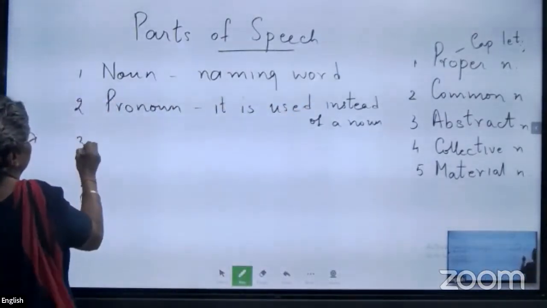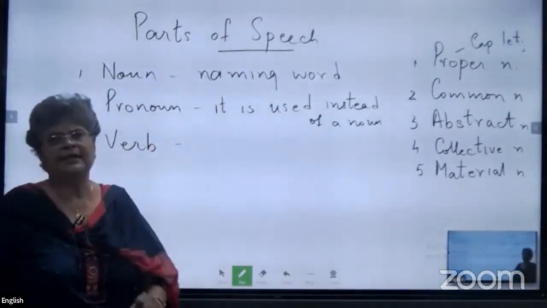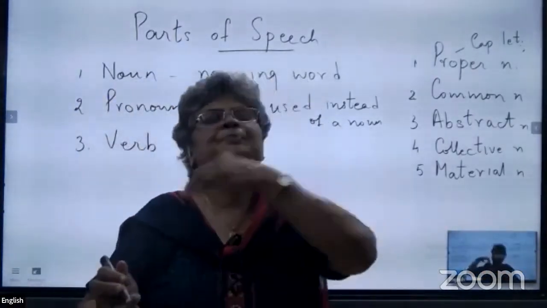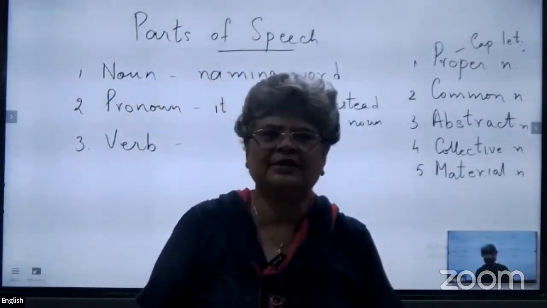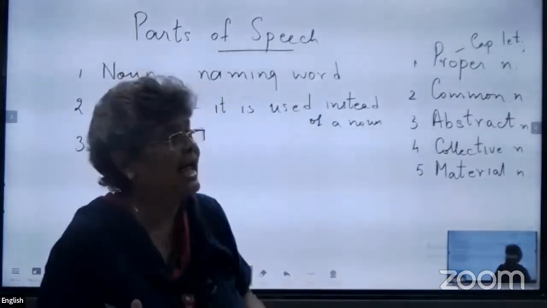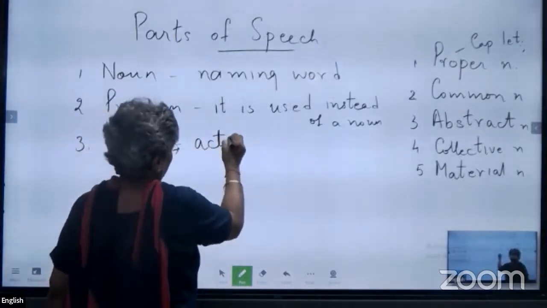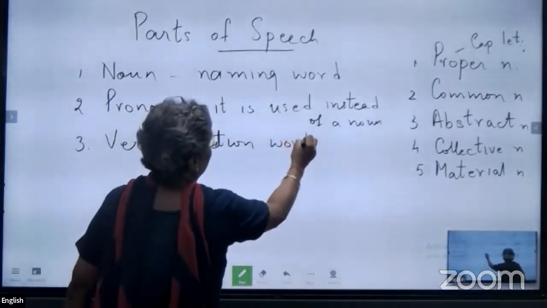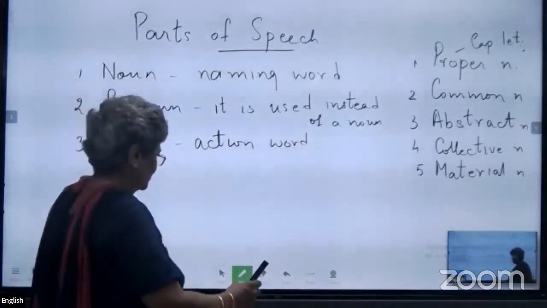Third is the verb. What is a verb? This is the common mistake made by the children. When we ask them, what is a verb? They say it's an action word. Yes, it's an action word, but it is more than an action word. Action word is only part of it. There is more to it than the action word.